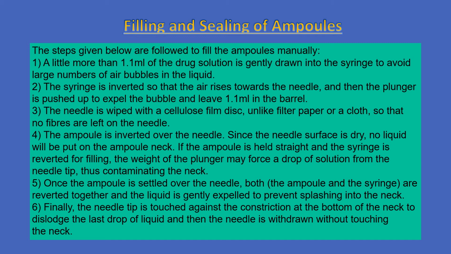Once the ampule is settled over the needle, both ampule and syringe are inverted together and the liquid is gently expelled to prevent splashing into the neck. Finally, the needle tip is touched against the constriction at the bottom of the neck to dislodge the last drop of liquid. Then the needle is withdrawn without touching the neck.